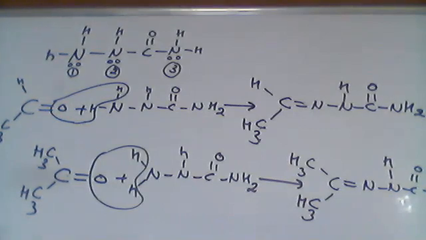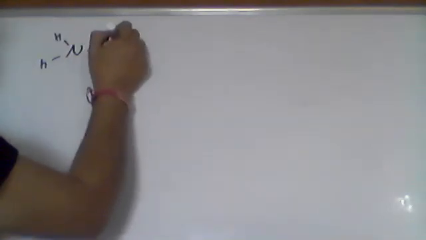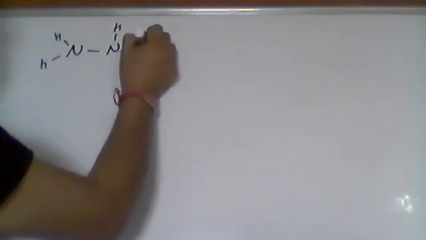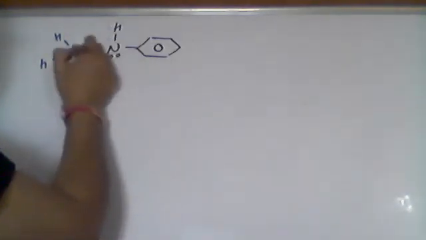Now we are going to do the reaction with phenylhydrazine. Let me draw the structure of phenylhydrazine first. Hydrazine is NH2, NH, and one H I'm going to replace with the phenyl group. This is your phenylhydrazine. This nitrogen will not take part because it is in conjugation with the ring, so the other nitrogen is going to give its pair of electrons.